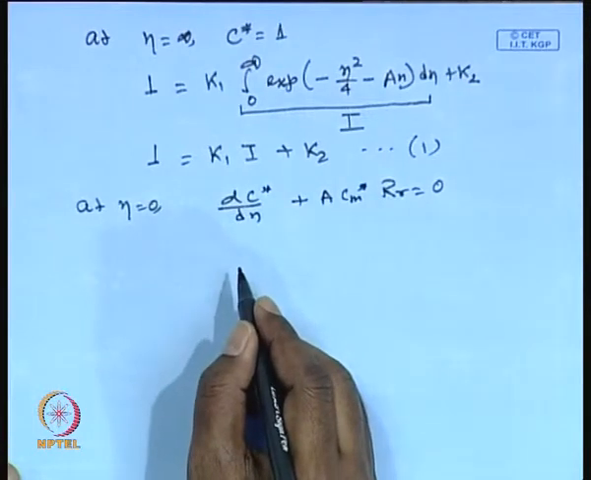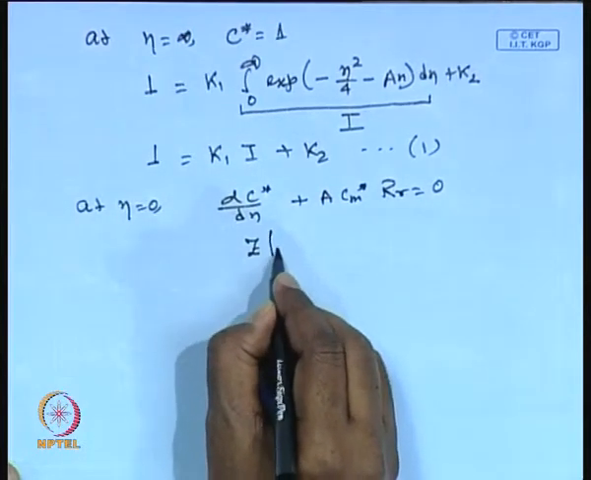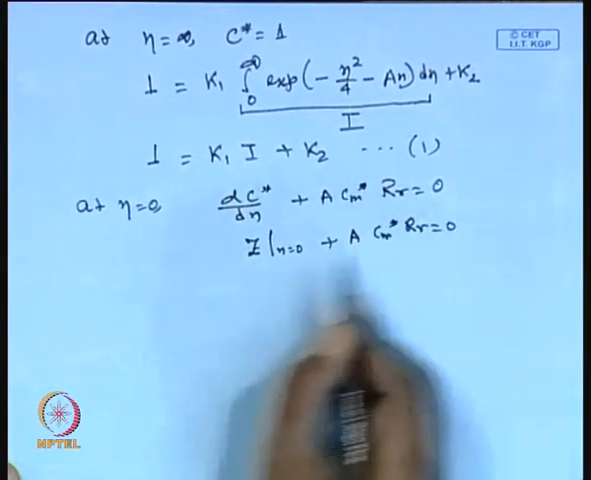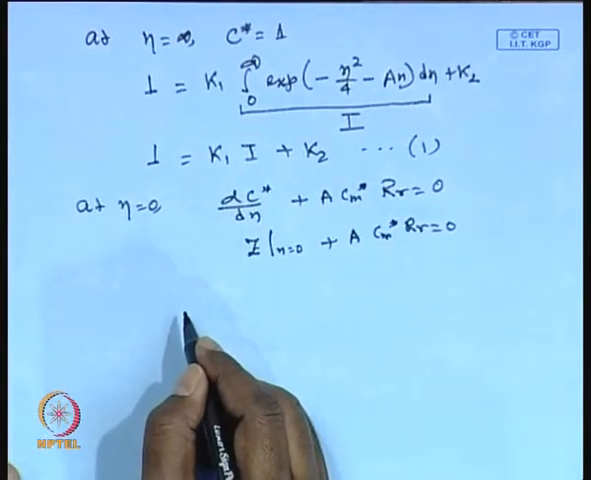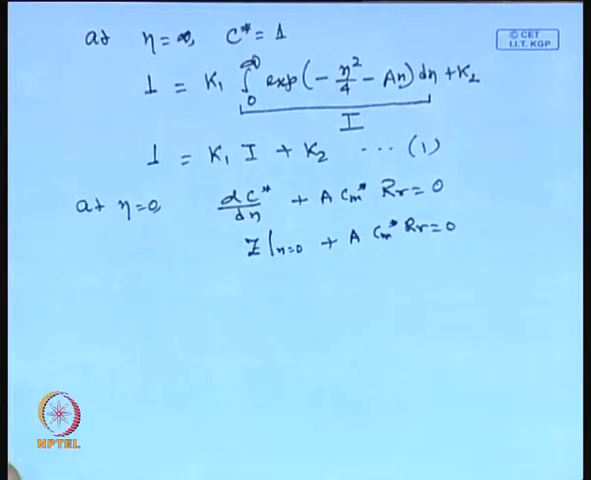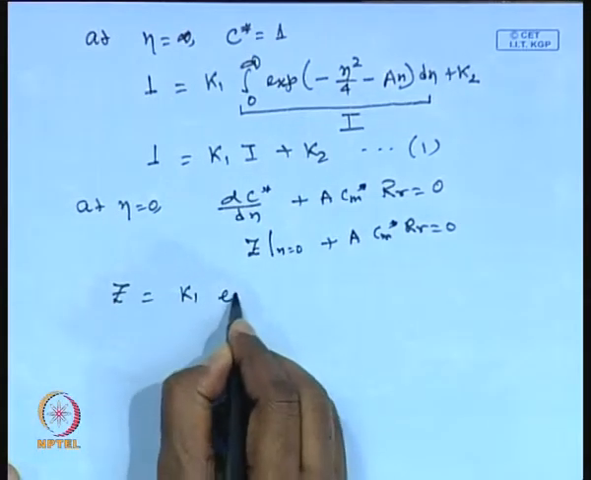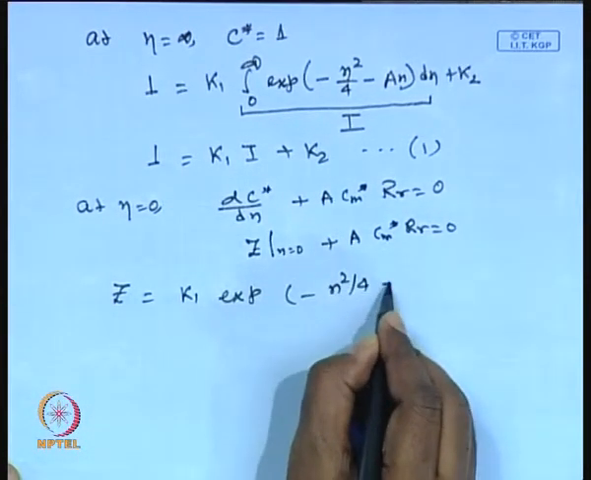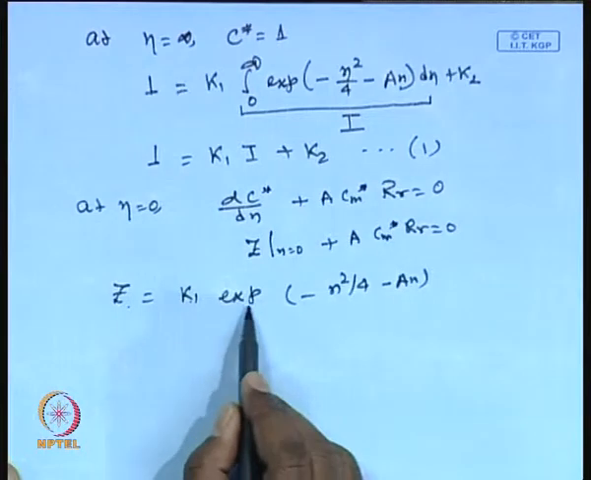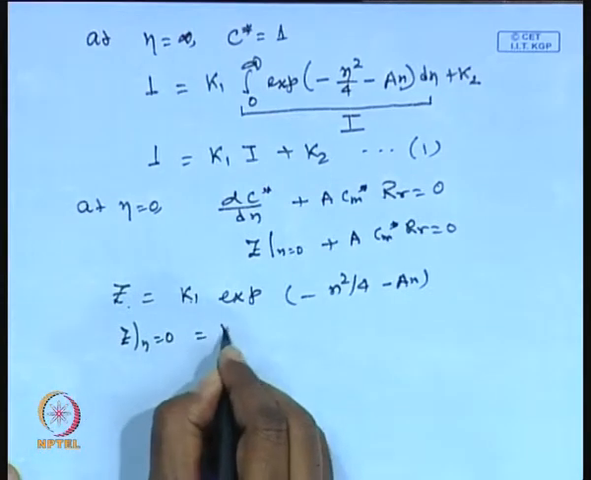And what is dc star d eta? dc star d eta is nothing but z, the variable z you have defined, z evaluated at eta equal to 0, plus a cm star rr equal to 0. Now, let us look into what is z at eta equal to 0. If you look into the expression of z, the expression of z was k1 exponential minus eta square by 4 minus a eta. So, therefore, z evaluated at eta equal to 0 is nothing but k1. This exponential term becomes 1. So, z at eta equal to 0 is nothing but k1.